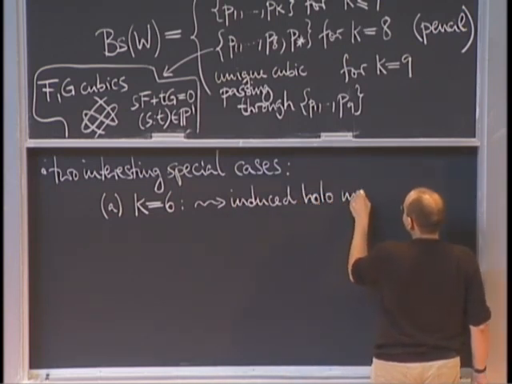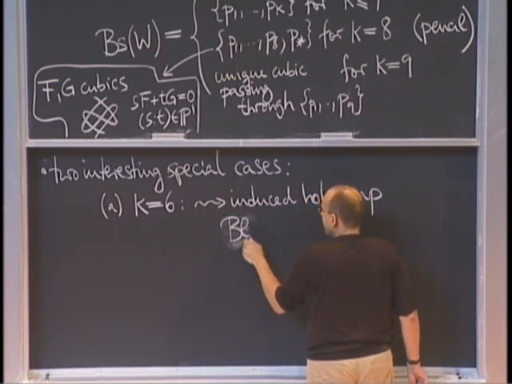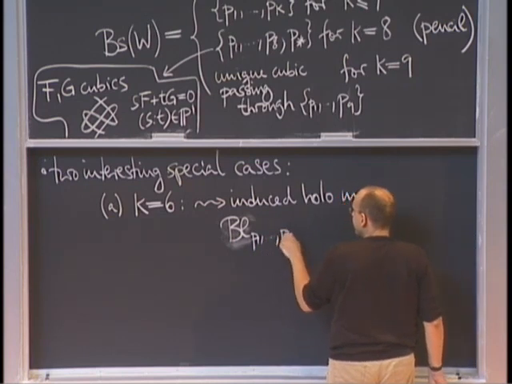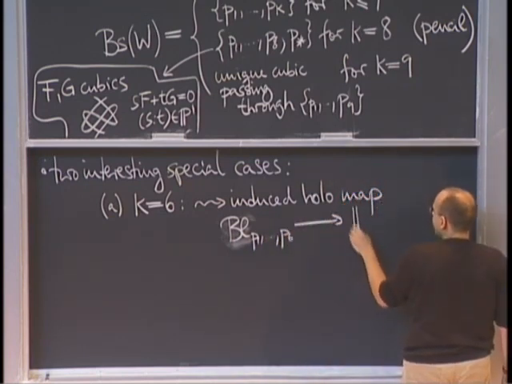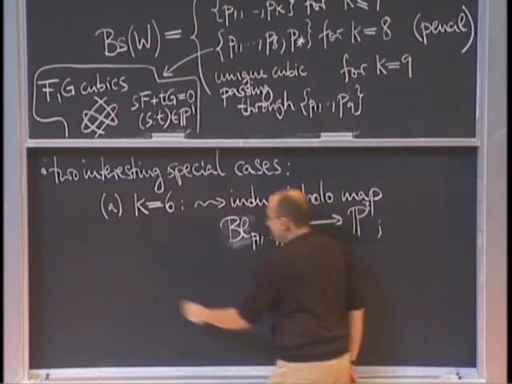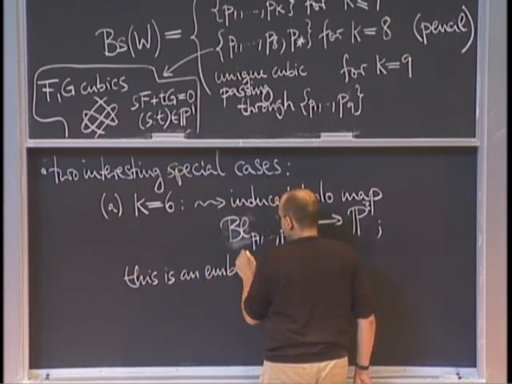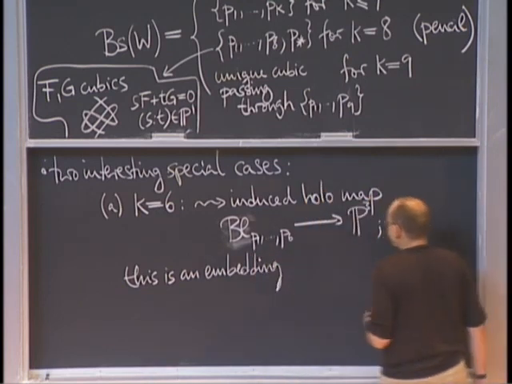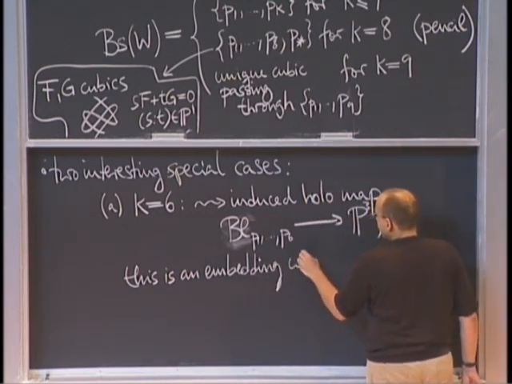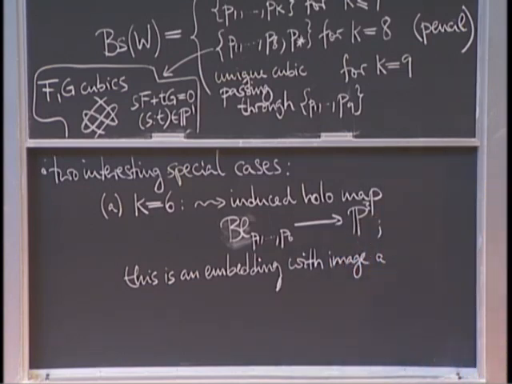So we get the induced holomorphic map from P2 blown up at these 6 points to P3. Then it's a classical fact from classical algebraic geometry that this is an embedding. So it's kind of clear what the image has to be. It's a cubic surface. So the image is going to be cut out by a cubic equation in P3.